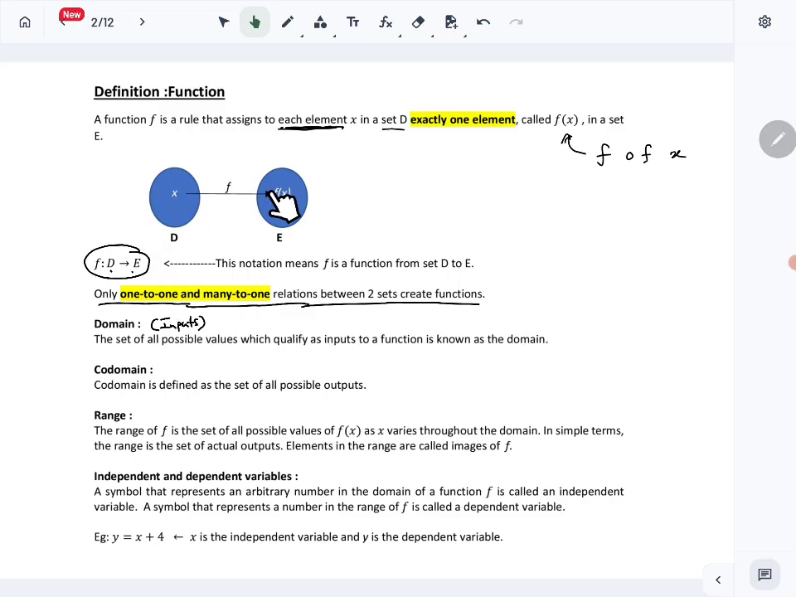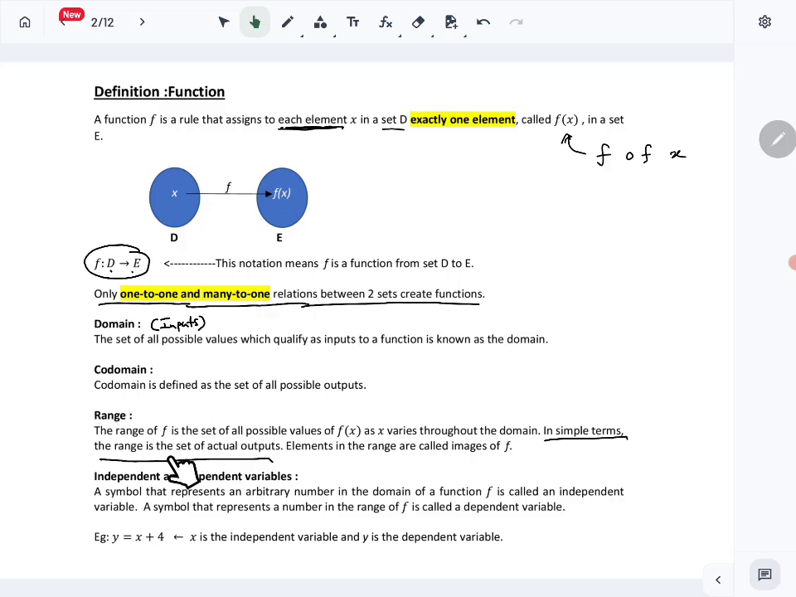Then they will give an output from the set E. So codomain is called the set of all possible outputs. So codomain is defined as the set of all possible outputs. So that is going to be set E. Right. Then range is the set of actual outputs. So remember this. It will be clear when we do an example.